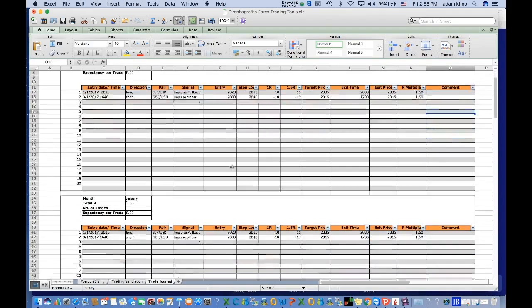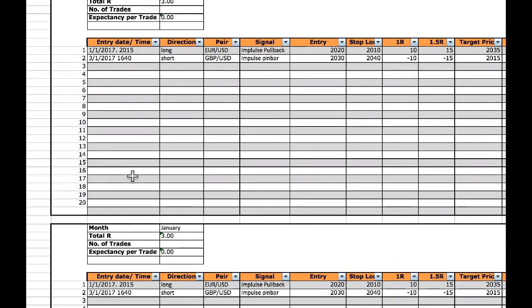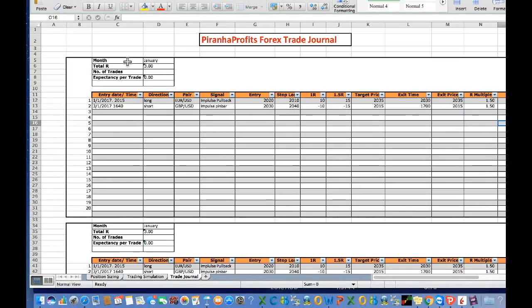So I've given you a few samples of 20 trades a month. Again, you can do more than 20 trades a month. You can simply expand the Excel template. All right, so let me show you how to fill this in.